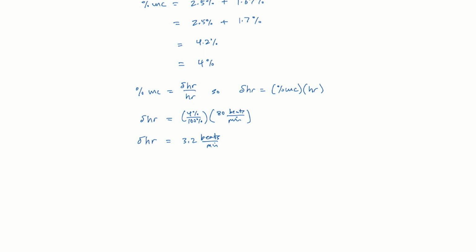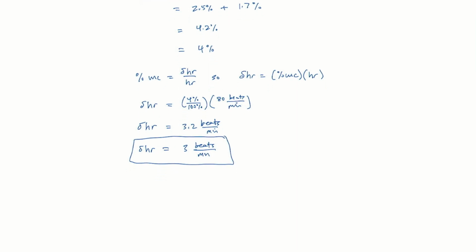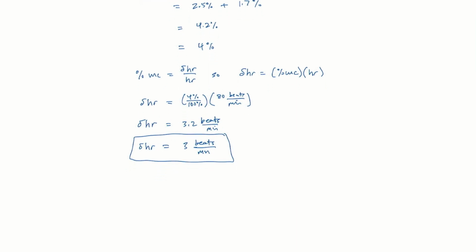But the heart rate is 80. It has no decimal places. And so the uncertainty in the heart rate is going to be 3 beats per minute. And so we can put that all together and say the heart rate with the percent uncertainty is 80 plus or minus 3 beats per minute. And the units apply to both numbers.